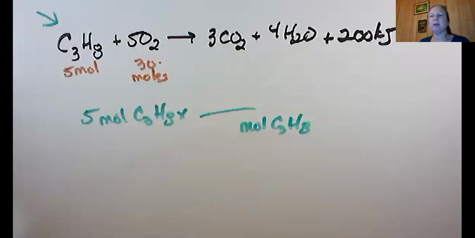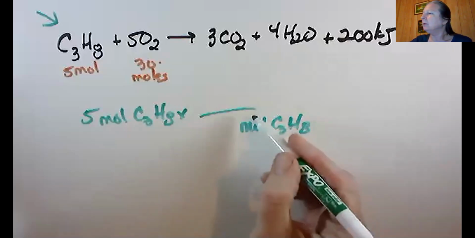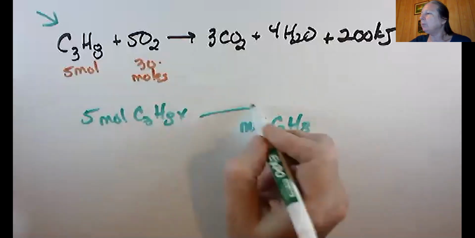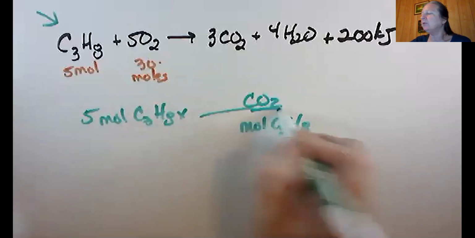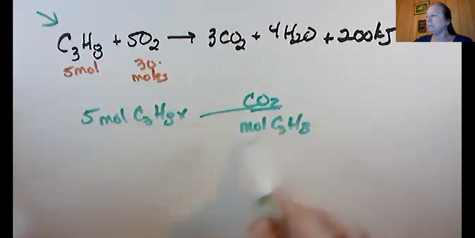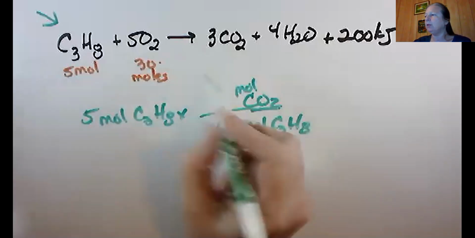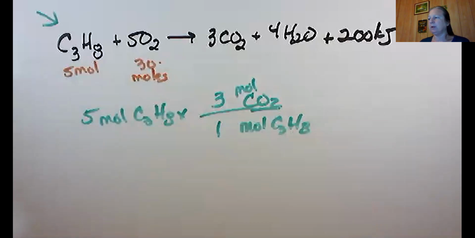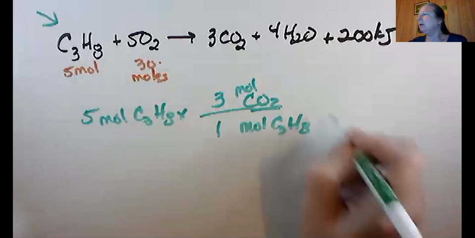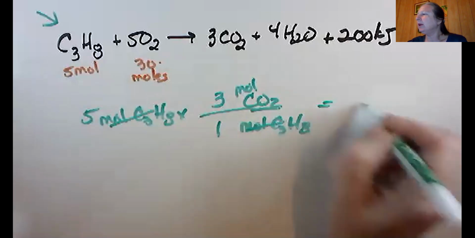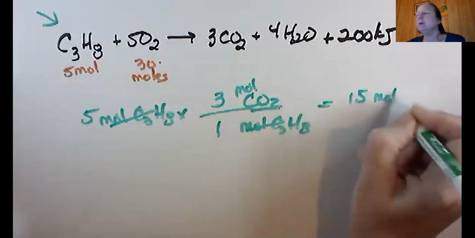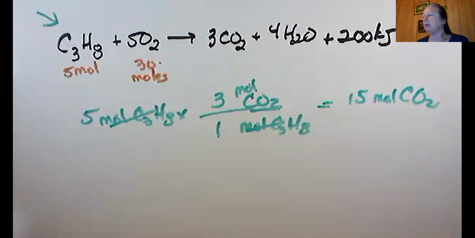I'm going to do this a second time with the energy just to show you how it would work. But for the moment, I'm going to use the carbon dioxide. For some reason, I always do. Moles. Pull my numbers out of the reaction equation. I have 1 mole of propane and 3 moles of carbon dioxide. So that gives me 15 moles of carbon dioxide I can make with my starting amount of propane.